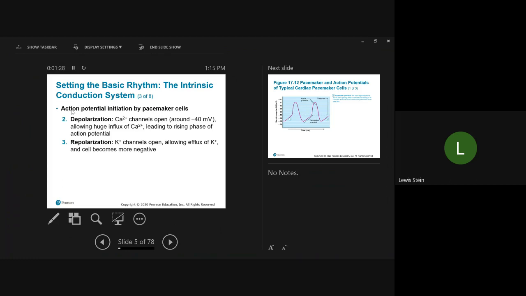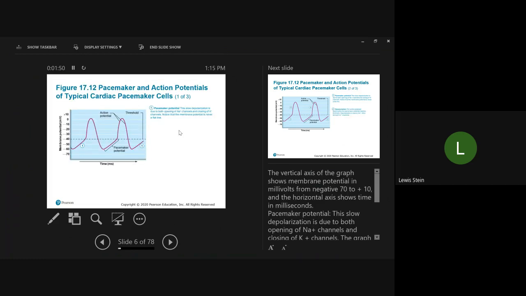So what will happen is it reaches the trigger, it depolarizes, calcium channels open at around minus 40, huge influx of calcium. So it's a little bit different. Sodium channels leak, calcium comes in, leading to the rising phase, and then the potassium channels open, and you'll see the tracing. The first thing you can look at when it comes, notice it's not so sharp of a peak.